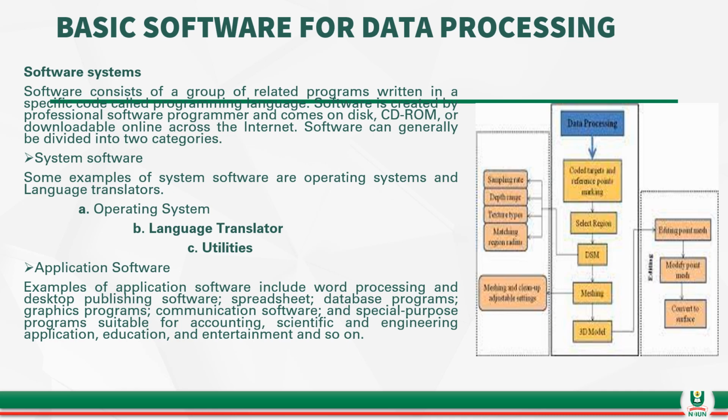Application software. Examples of application software include word processing and also desktop publishing software, spreadsheet, database programs, graphics programs, communication software, and special purpose programs suitable for accounting, scientific and engineering application, education, entertainment, and so on.